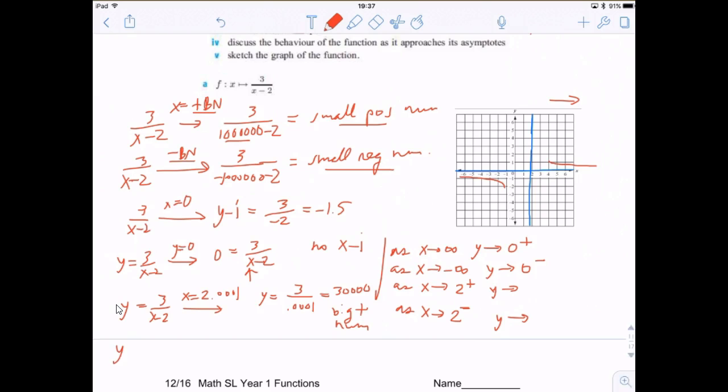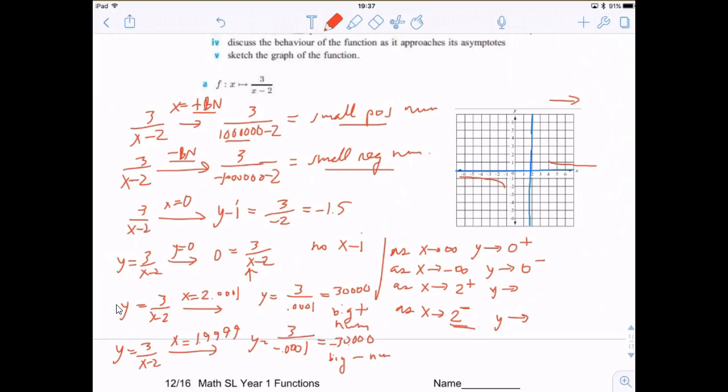Let's see what happens when we put into 3 over x minus 2 a number that is slightly smaller than 2. So we're going to put x equals 1.9999. Then we'll have y equals 3 divided by 1.9999 minus 2, which would be a negative 0.0001. 3 divided by negative 0.0001 is equal to negative 30,000. So it's a big negative number, right?